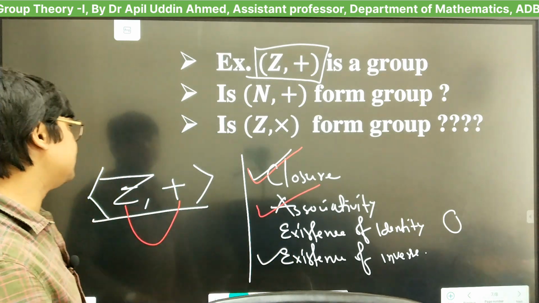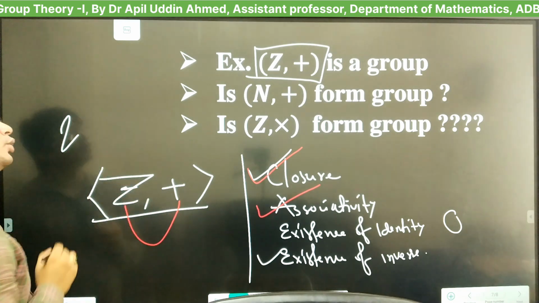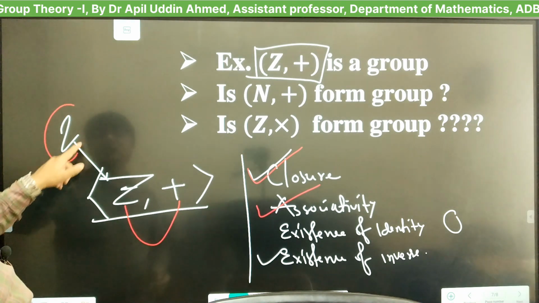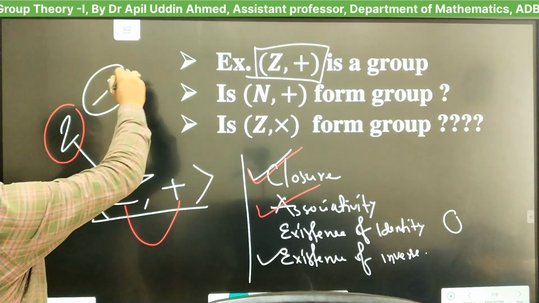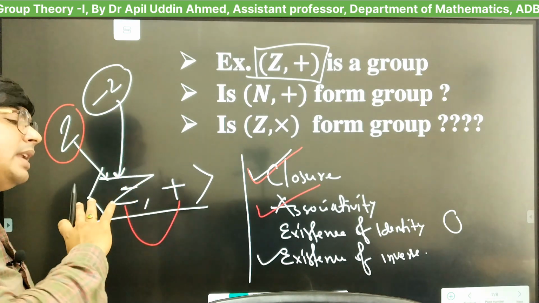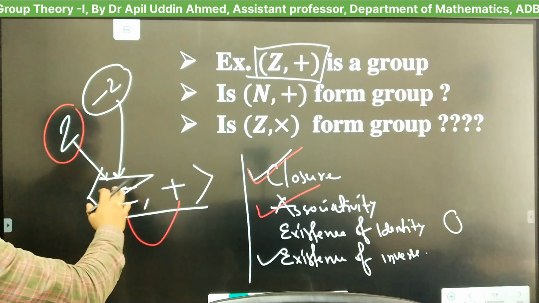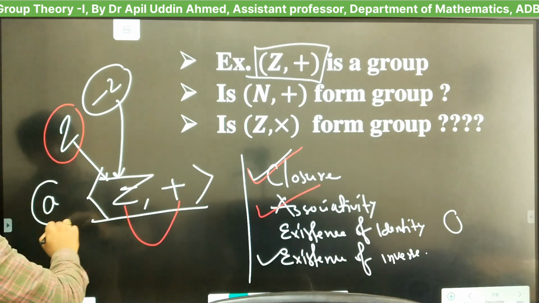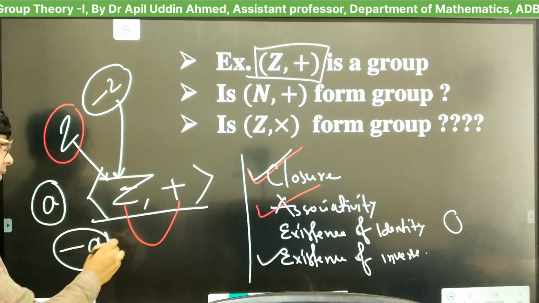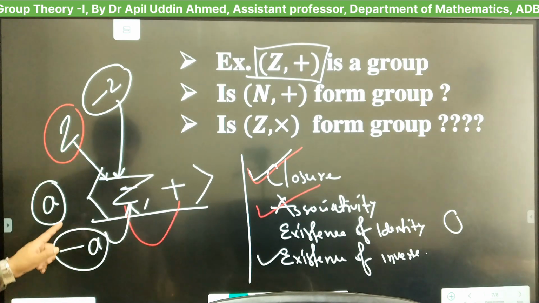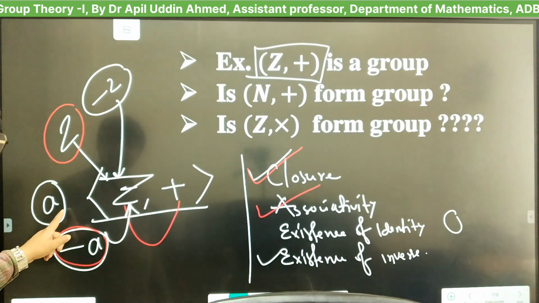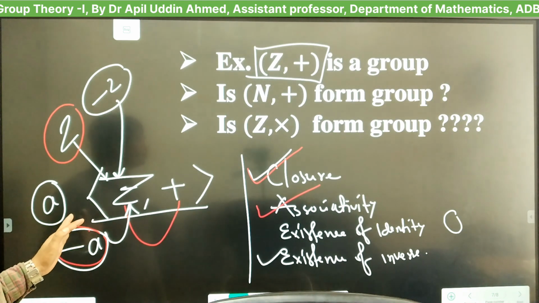So you see here, if we consider any element, suppose 2 in Z, then the inverse of 2 with respect to addition is minus 2, and this minus 2 is also in G. If we consider any integer from Z, suppose A, then obviously minus A will also be an integer. The inverse of A is minus A with respect to addition, or you can say the inverse of minus A is equal to A.